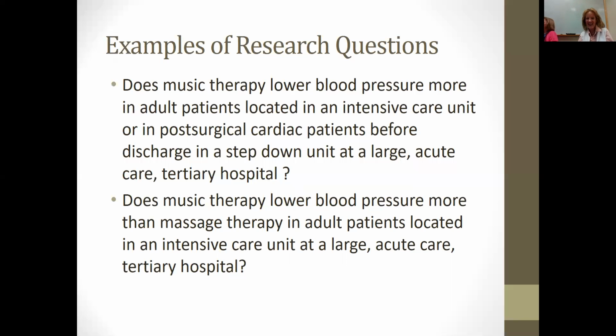Yeah. Okay, a couple more examples. Does music therapy lower blood pressure more in adult patients located in an ICU or in a post-surgical cardiac patient before discharge in a step-down unit? Wow, that's a big, complicated one. All right, so what do you think? What's that one?